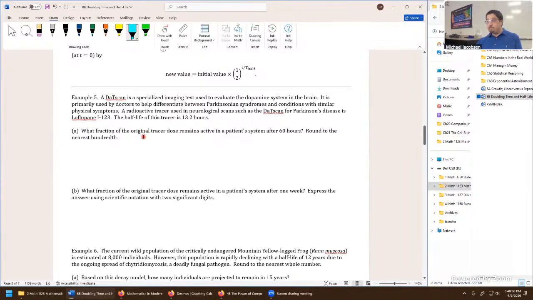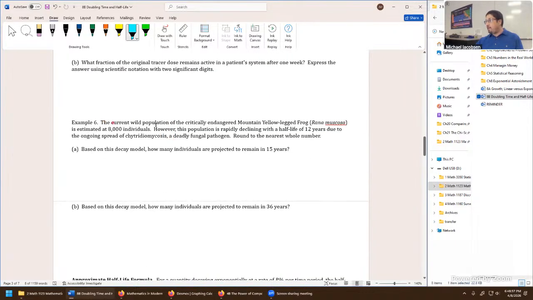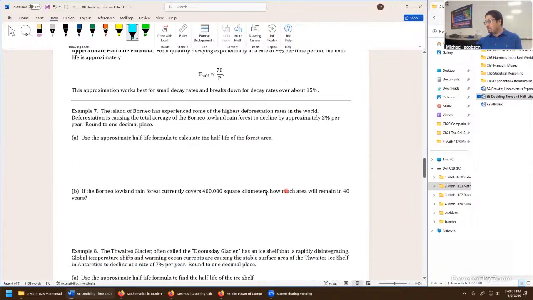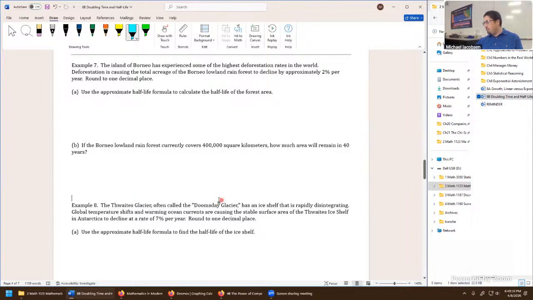Our examples for decay models are going to be medical tracers, like the one for this particular scan for Parkinson's, that has a half-life. So this is a substance that's injected into you, so imaging can be done on a region of your body, a brain in this case. This one has a half-life of 13.2 hours. This one is going to be about a population that's endangered, decreasing over time, and other random scenarios. This one is about deforestation, decrease in amount. This one's about a glacier called the Doomsday Glacier. That's a real glacier on the planet.